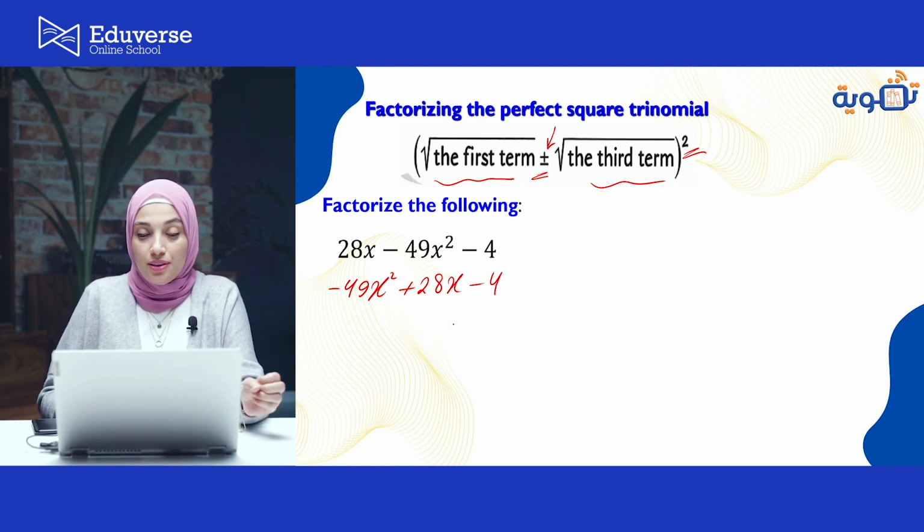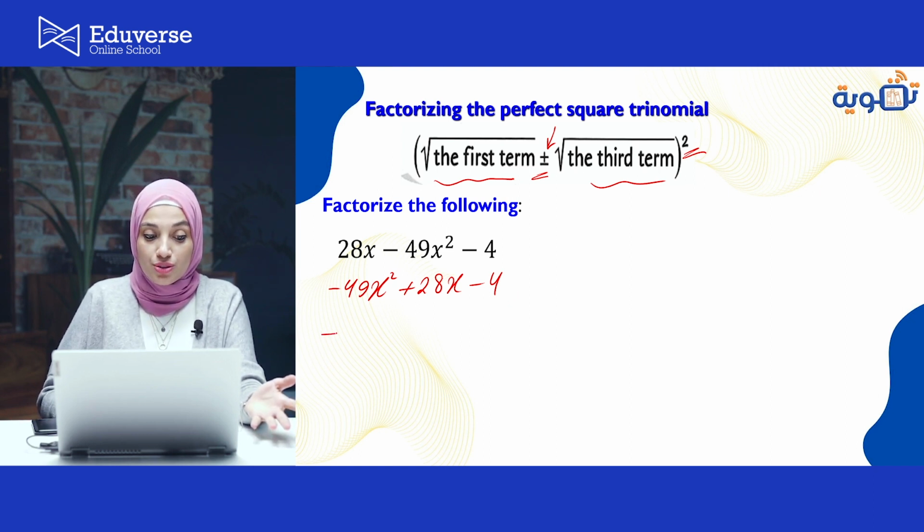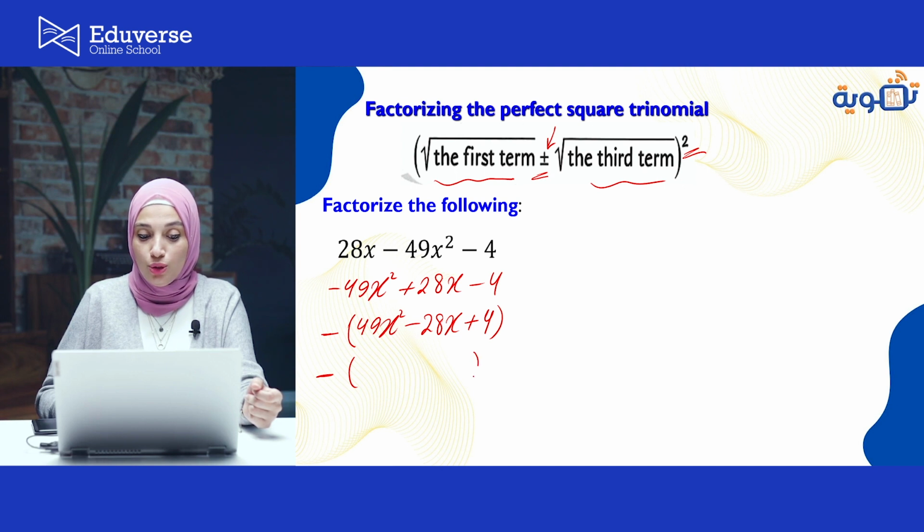The first and the third term, they are not positive numbers. They are not positive terms here. They should be positive. So first of all, I will make negative outside as a common factor. Now I have 49x² minus 28x plus 4. Then keep the negative outside. As I told you, open a big bracket to the power 2.